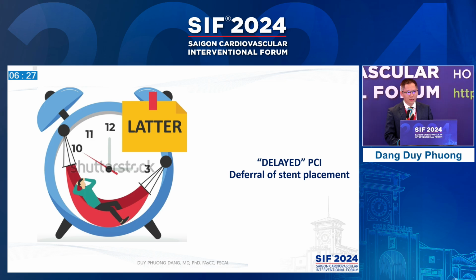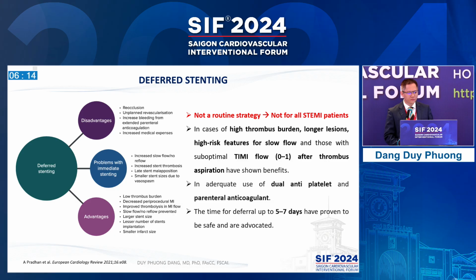But we can have cases where, when aspirating, the thrombus is still too much, and we can defer the PCI. But deferred stenting is not routine for all STEMI patients. We can use it in cases of high thrombus burden, longer lesion, high-risk features for slow flow, and those with suboptimal TIMI flow after thrombus aspiration, and use dual antiplatelet and parenteral anticoagulant. The time to differ is up to 5 to 7 days. This is considered safe and is advocated.